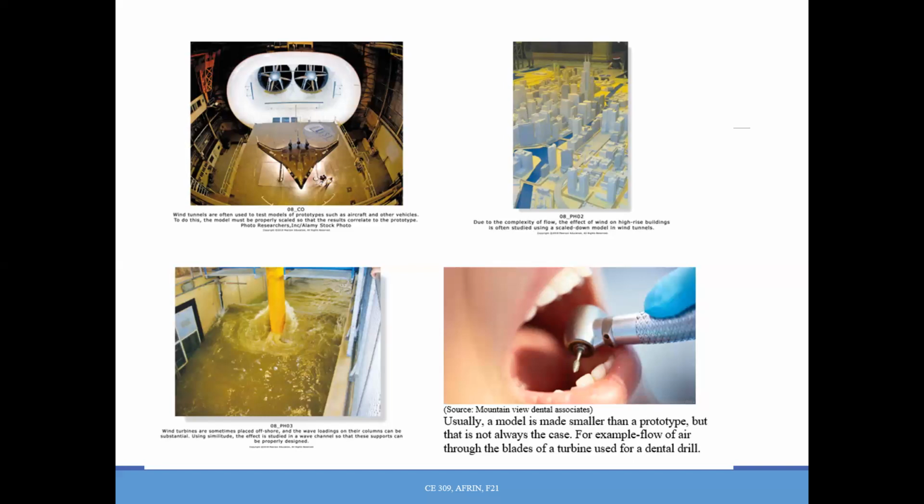But there can be some cases where you will do all the experimentation on a bigger model, and then use that for a smaller object, just like this one: the flow of air through the blades of a turbine used for a dental drill. It is itself a small setup, but to understand it better, usually the experimentation is done on a model which is much bigger than the actual one. Okay.